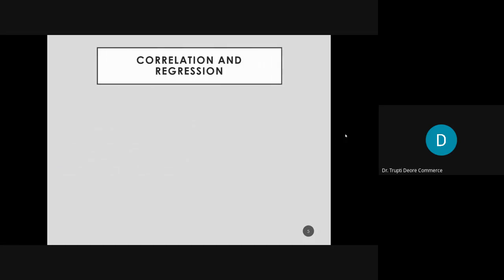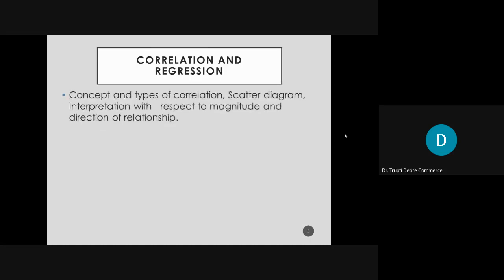Then correlation and regression. In correlation and regression, we'll see the concepts and types of correlation. Then what is the scatter diagram? Scatter diagram means when we plot the variables on the graph with x and y axis, we'll get a specific design of graph. With the help of this design, we define which type of correlation there is between these two variables. So with the scatter diagram, we'll see the correlation.